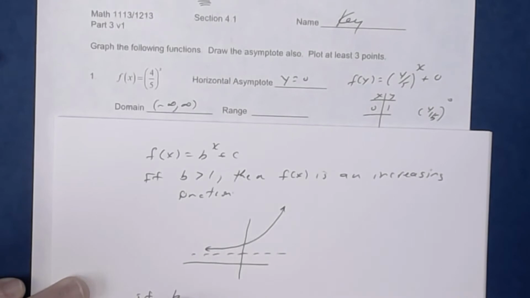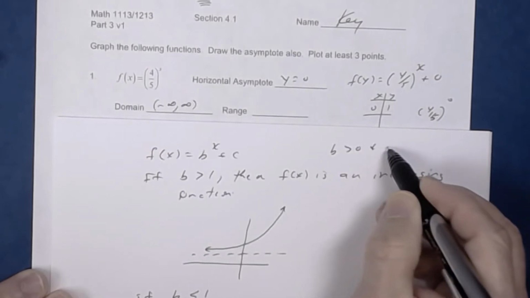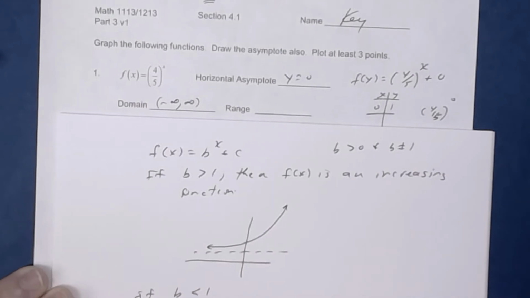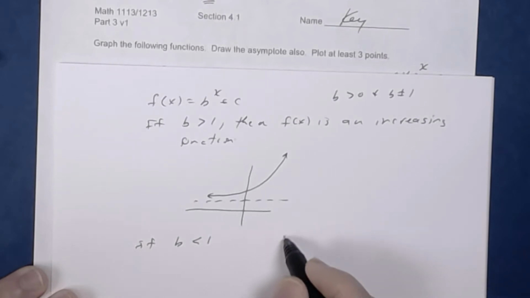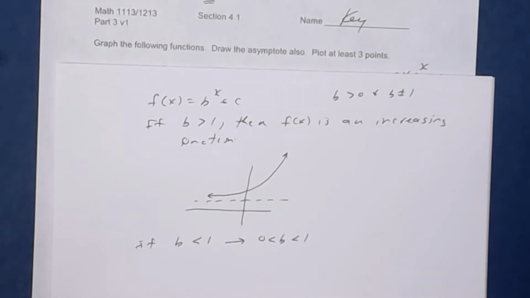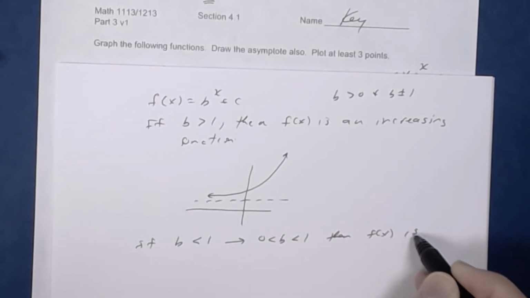If the base is less than 1, now keep in mind that the base is greater than 0 and cannot equal 1. So when I say less than 1, I don't mean a negative number. Maybe I should say: if the base is between 1 and 0, because remember, your base can never be negative. So if the base is between 1 and 0, like 1/2, 0.6, 2/3, things like that, then f of x is a decreasing function.